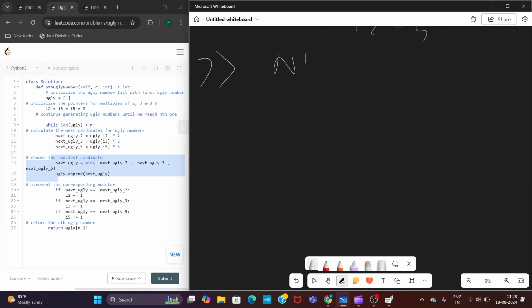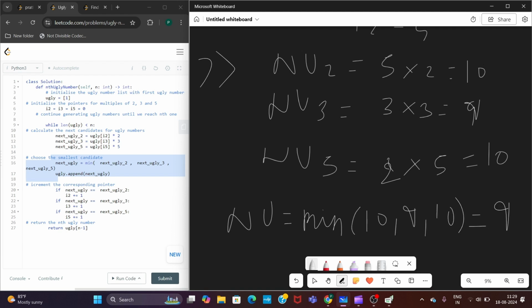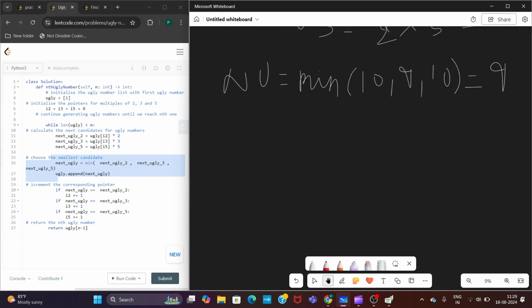Our seventh iteration is next ugly of 2, which is what? 5 into 2, which is 10. Then next ugly of 3, which is what? 3 into 3, which is 9. Then next ugly of 5, which is what? Which is 2 into 5, which is 10. So basically my next ugly will be minimum of 10, 9 and 10, which is what? 9 over here.